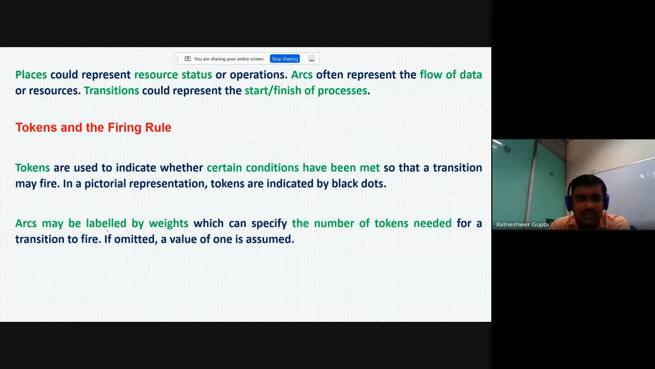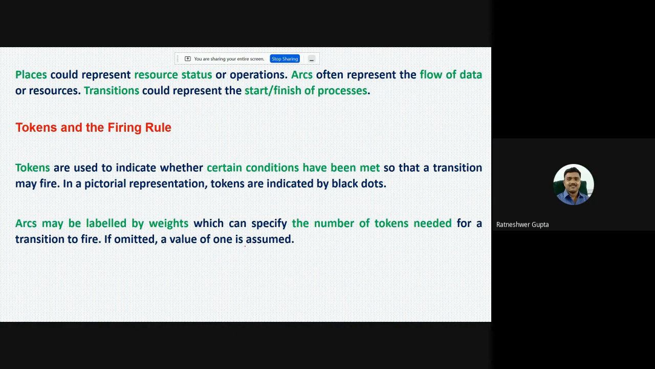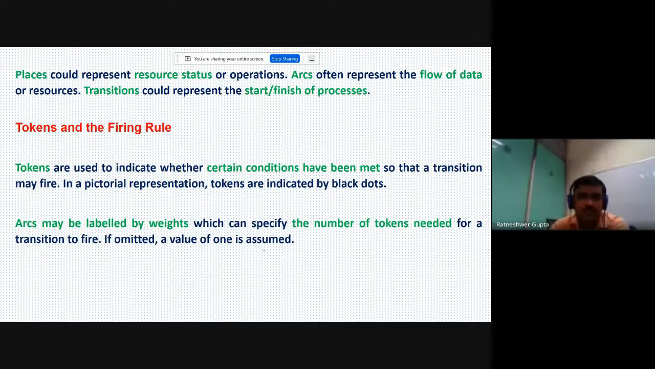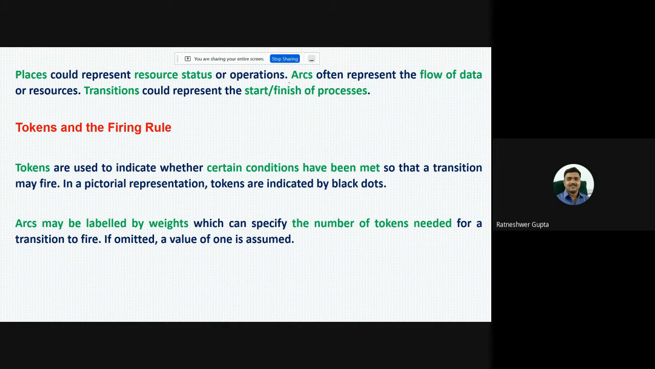This arc may be labeled by a weight, which specifies the number of tokens needed for a transition to fire. If omitted, a value of 1 is assumed. And places could represent a resource status or operations. Arcs often represent the flow of data or resources. So a transition could represent the start and finish of processes.